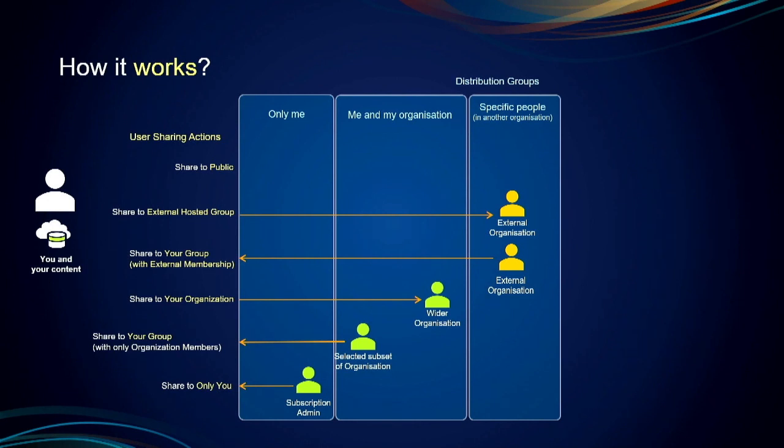Where it gets interesting is when you choose to share your content, those maps, layers and apps, to a group that has external membership inside it. This is where you start to cross that divide and actually sharing information externally. You're not sharing to the general public, but you're still sharing to a trusted subset.